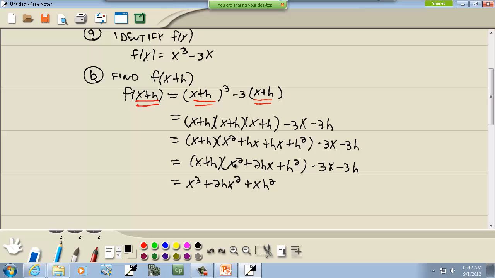h times, I should have put those in alphabetical order, but oh well. h times x squared is hx squared. h times 2hx is 2h squared x. h times h squared is h to the third, minus 3x minus 3h.